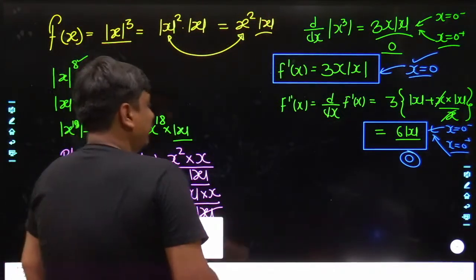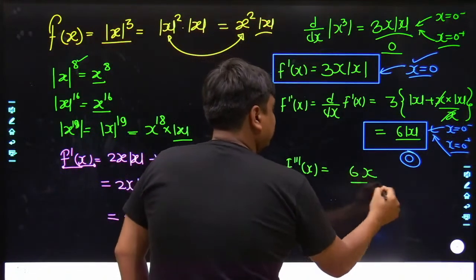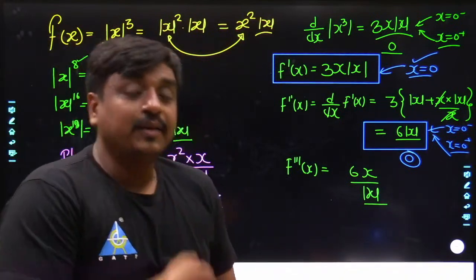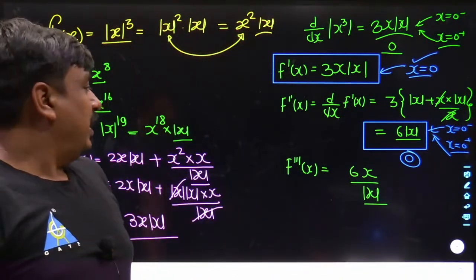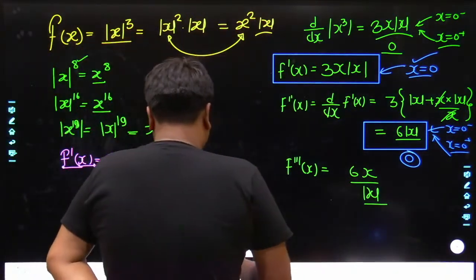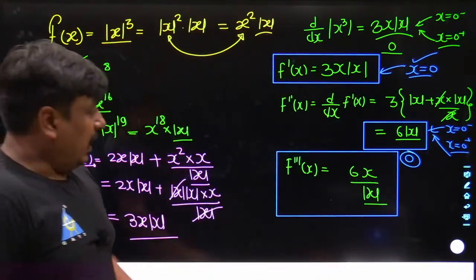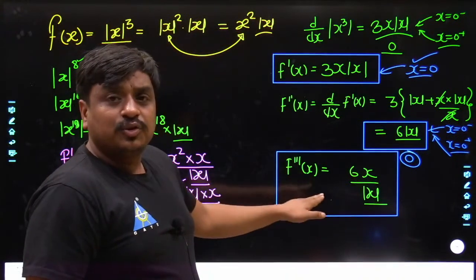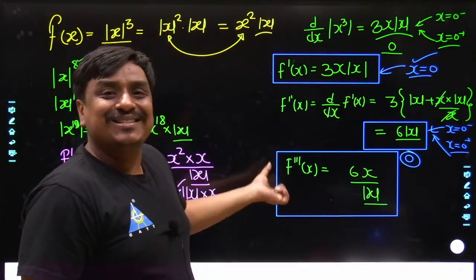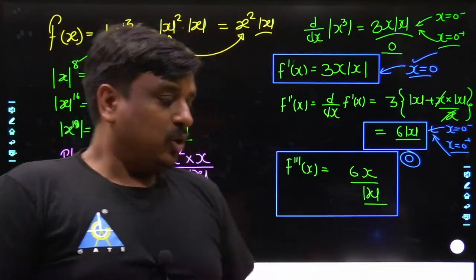Now, if you go with its third differentiation, what is happening? If you take its differentiation, the result would be 6 times x divided by mod of x. And may I know whether this function is differentiable or not? You have taken already the third differentiation of the given function, and at x equals 0 minus and at x equals 0 plus, the value of the differential, LHD and RHD, is not the same. The function would not have its third differentiation.